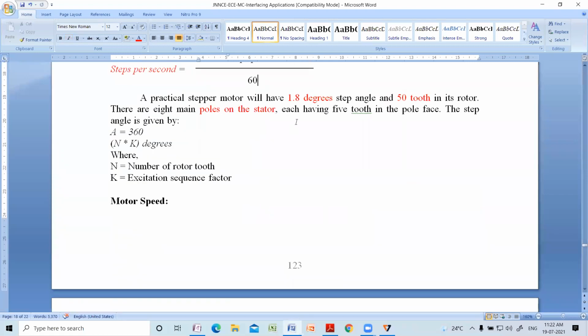A practical stepper motor will always have a 1.8 degree step angle and 50 teeth in its rotor. So there are 8 main poles of the stator, each having 5 teeth in the pole face. So the step angle is given by A is equal to 360 divided by N into K, where N is the number of rotor teeth, K is the excitation sequence factor.